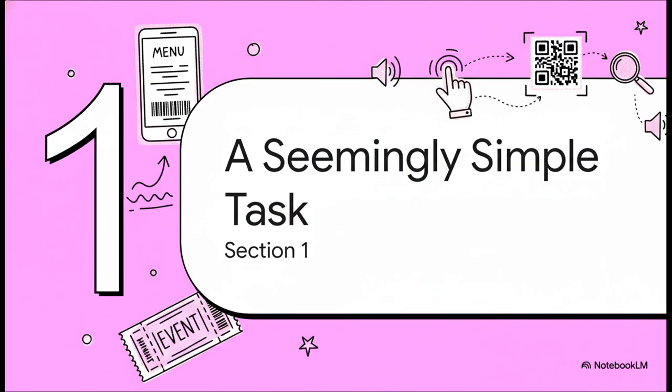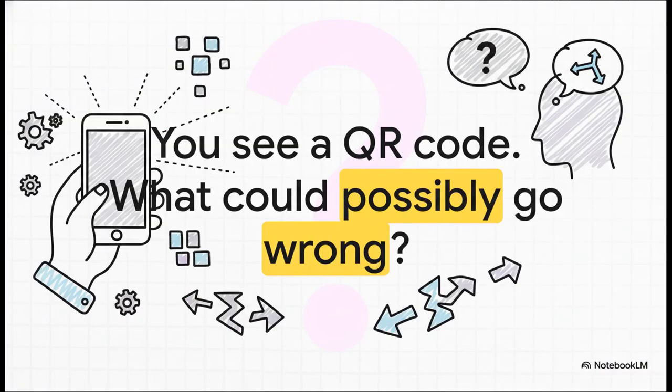Okay, so let's start with a piece of tech we see literally everywhere, right? From restaurant menus to concert tickets. It seems totally straightforward, but is it? I want you to really think about that for a second. You see a QR code. What could possibly go wrong? I mean, you pull out your phone, you point it, and bam, you're done. It feels completely automatic, seamless. But what if it wasn't? What if there were all these hidden hurdles in that one simple action?